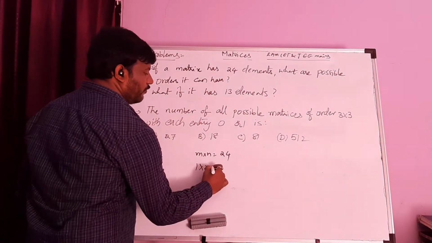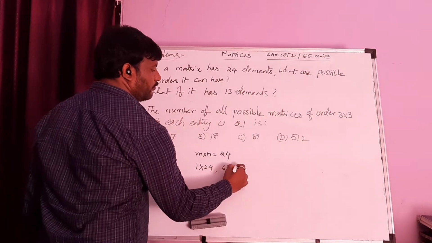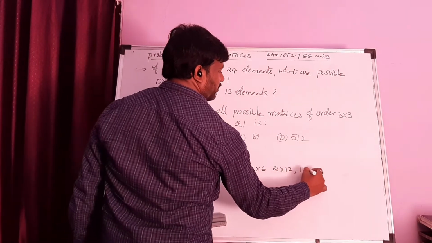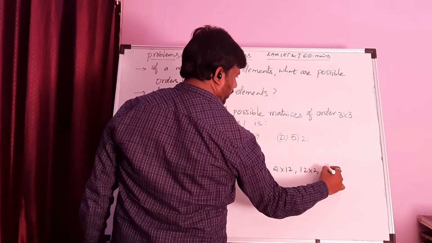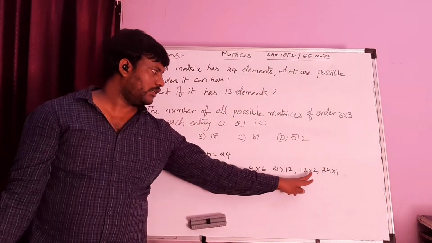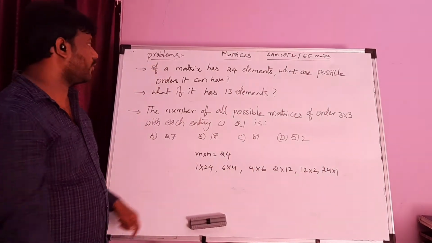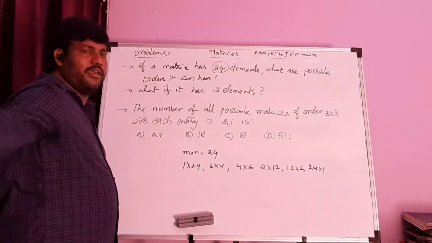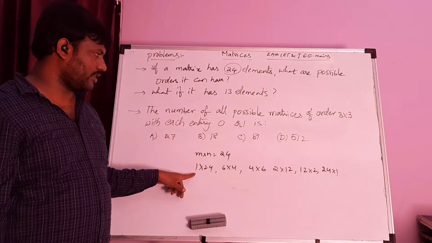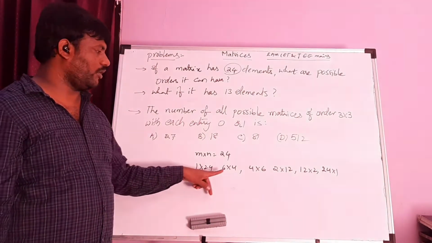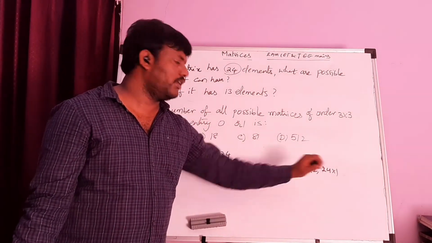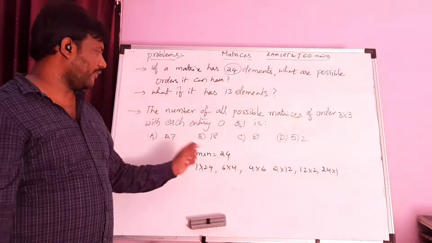So I can write 1 into 24, and next 6 into 4 or 4 into 6, 2 into 12 or 12 into 2, and also 24 into 1. So the possible orders are 1 by 24, 6 by 4, 4 by 6, 2 by 12, 12 by 2, 24 by 1. That is, 1 row and 24 columns, 6 rows and 4 columns, 4 rows and 6 columns, 2 rows and 12 columns, 12 rows and 2 columns, 24 rows and 1 column. These are the possible orders when we have 24 elements.